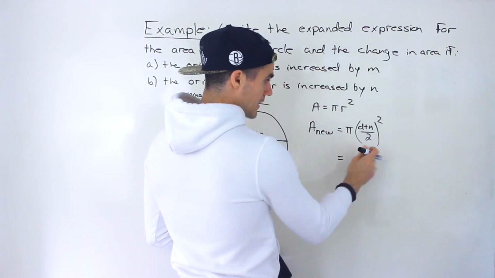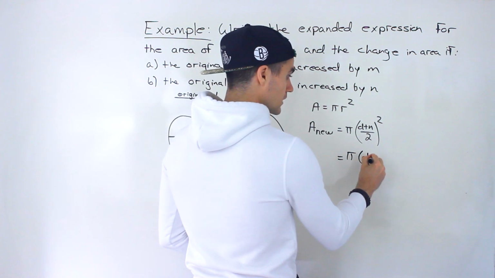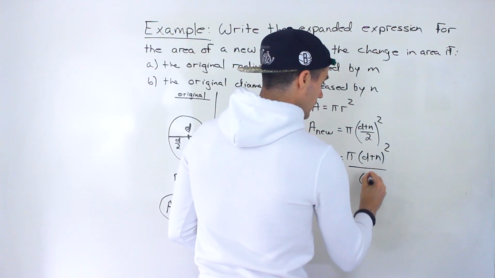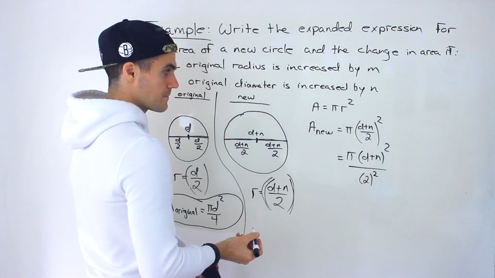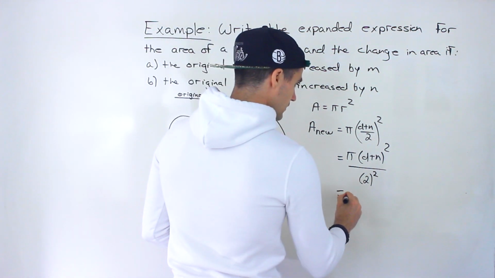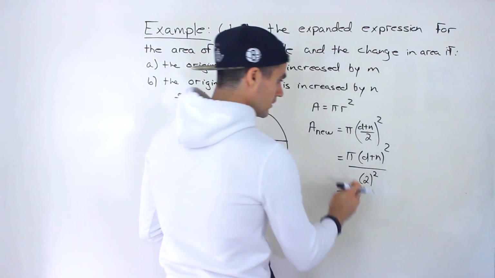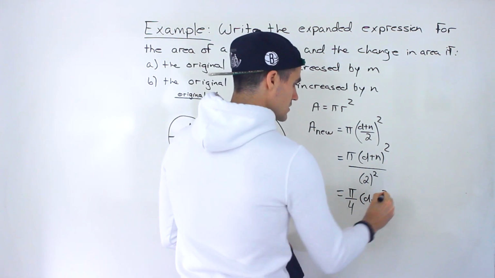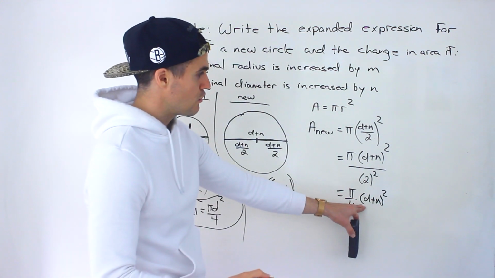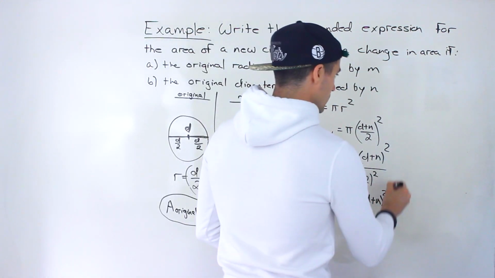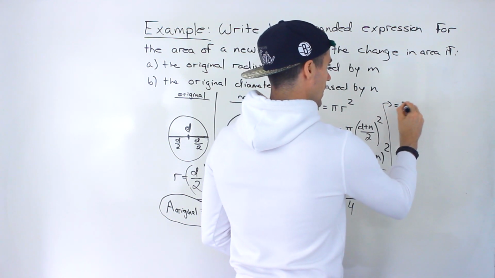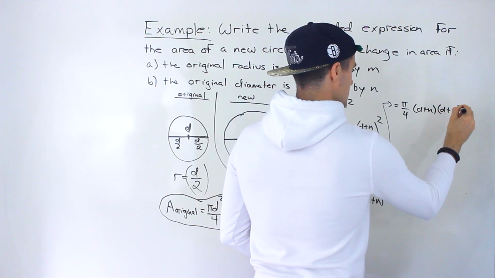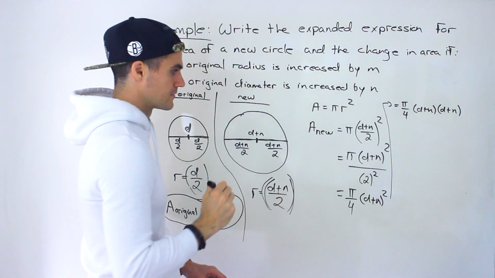So this is still a fraction. So what we can do is we could take the numerator to that exponent. We could take the denominator to that exponent, like that. And what I'm going to do in this particular case, I'm actually going to keep the pi over 4 separate, and then I'll have the d plus n to the power of 2. So let's just expand this over here. So we would end up with pi over 4 d plus n times d plus n, like that.